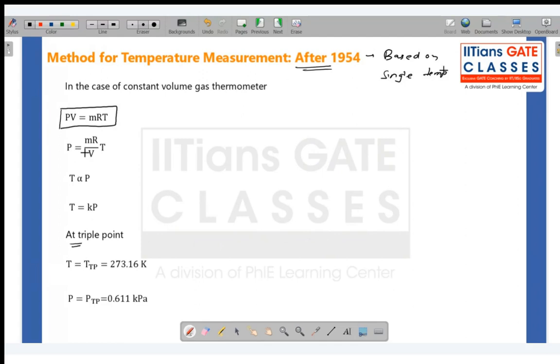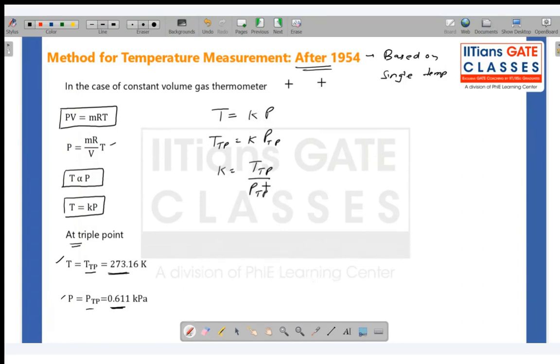Okay, so we took the ideal gas equation, P = mR/T. Temperature is directly proportional to pressure, and we have taken a proportionality constant K. Okay, now we have defined temperature. The triple point temperature of water is 273 and pressure is 0.611. Okay, now what will I do? I have this relationship T = Kp. Now I can put TTP = K times pressure at triple point. So K = TTP upon PTP. Now I can substitute the value of K here, and temperature is equal to TTP upon PTP into P.